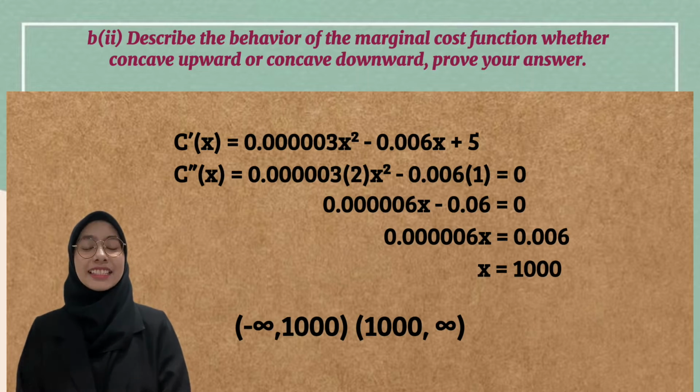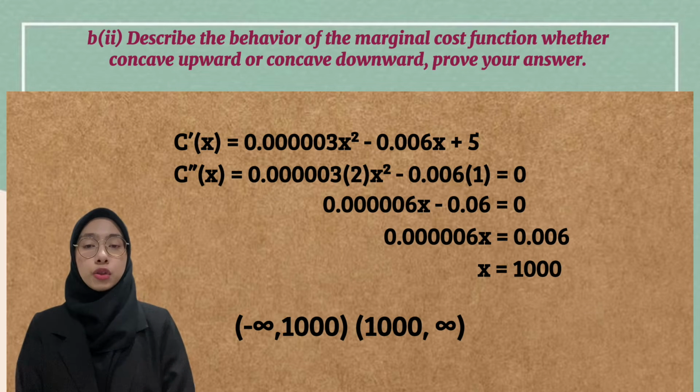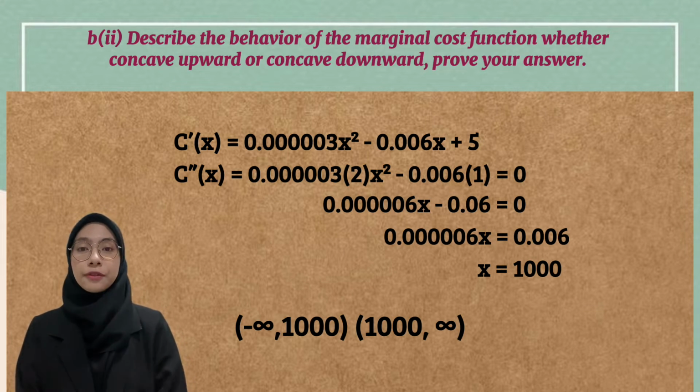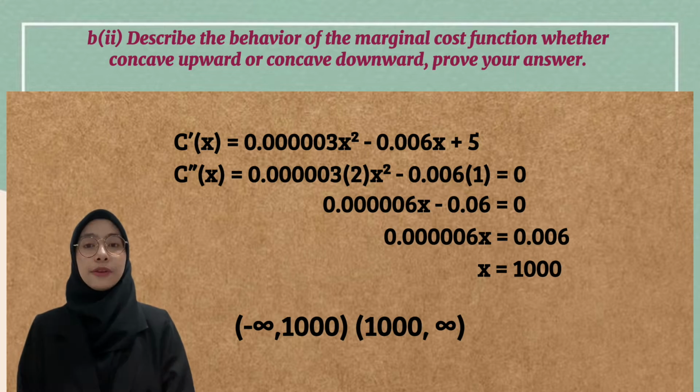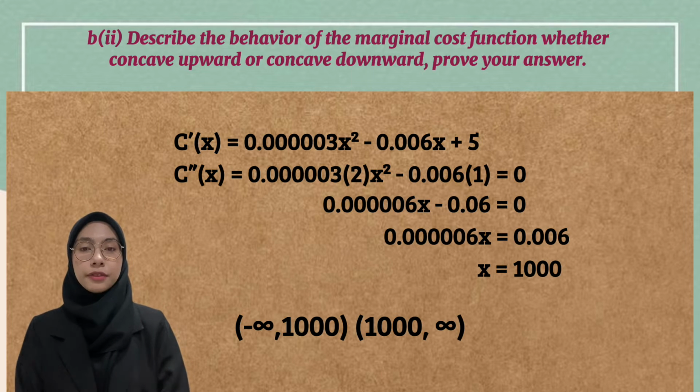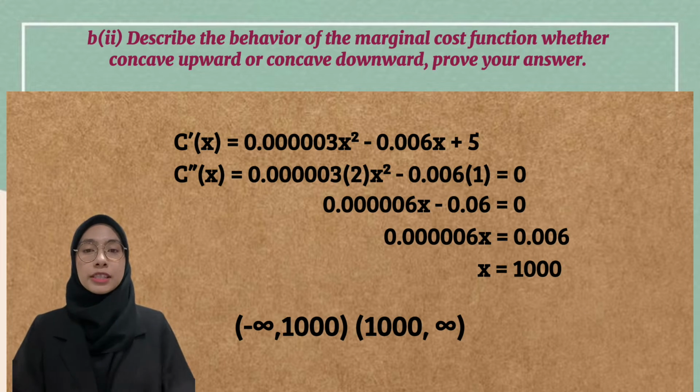The second question is describe the behavior of the marginal cost function, whether concave upward or concave downward. Prove your answer. To find this answer, we need to use the first derivative and second derivative. The result of the second derivative is 0.000006x minus 0.006. After we equal this function to 0, we will get a value of x, which is 1000. So the intervals of this function are negative infinity to 1000 and 1000 to infinity.